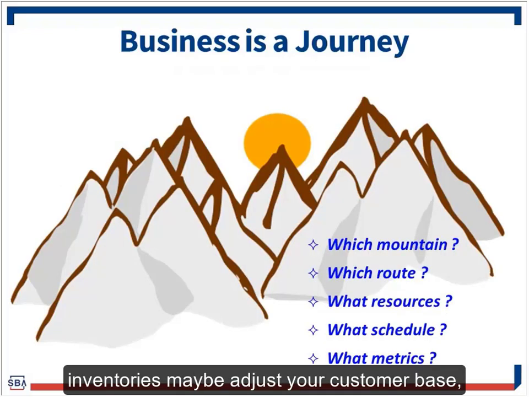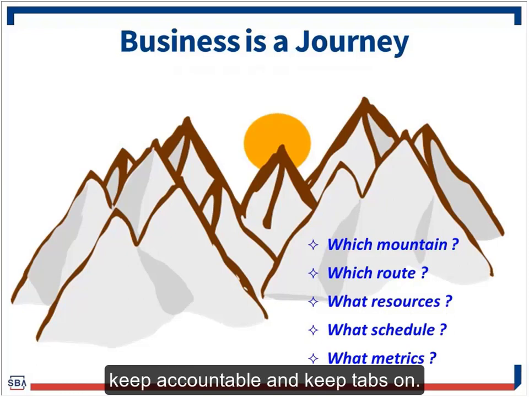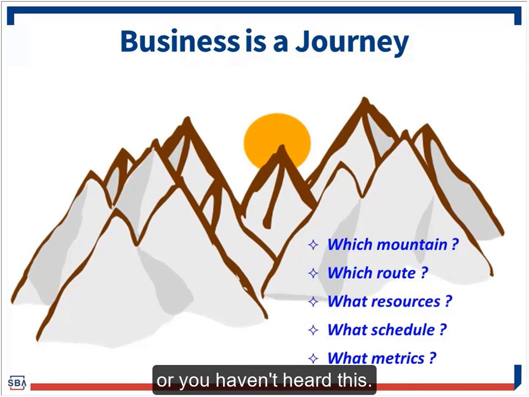All right, so as we know, business is a journey. You're going to try different paths. You're going to try different services, inventories, maybe adjust your customer base. Maybe you're going to look at different opportunities. And so it's looking at, you know, which mountain do I climb? Which route do I take? What are my resources? Do I change my schedules? What are my metrics? So it's a constant adjustment, but also measuring where you're at, what's working, what's not, and then being able to keep accountable and keep tabs on what to intermix and what to keep the same, what to change.